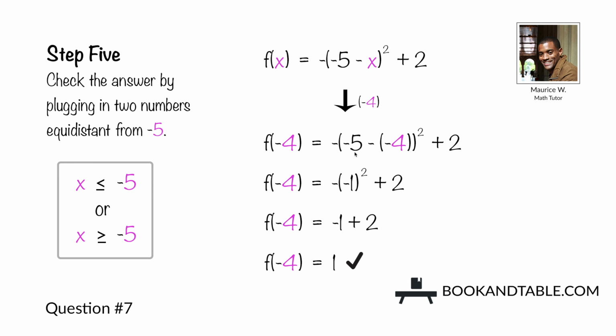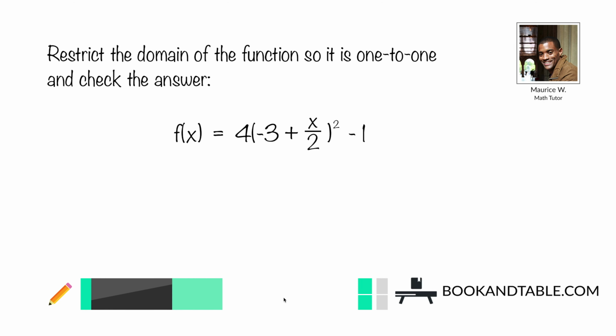And we get negative 5 minus negative 4 would be equal to negative 5 plus 4, which is negative 1. Negative 1 squared is positive 1, and negative 1 times positive 1 would give us negative 1 here. And negative 1 plus 2 would be equal to 1. So we find that f of negative 4 is also equal to positive 1, which confirms that f of x can be restricted for x is less than or equal to negative 5, or x is greater than or equal to negative 5. So that is the answer to question number 7. Let's now have a look at question number 8.